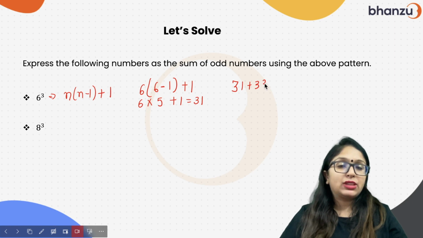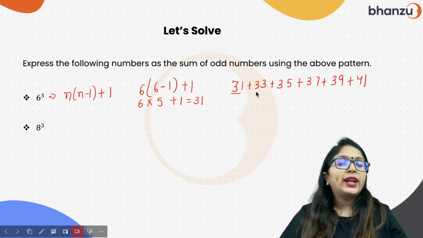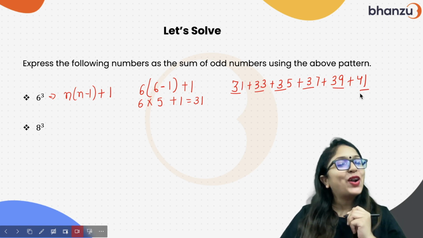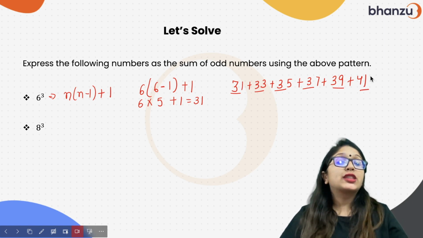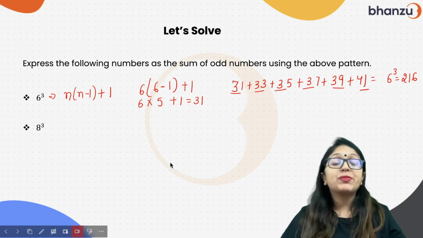31 plus 33 plus 35 plus 37 plus 39 plus 41. 1, 2, 3, 4, 5, 6. Here I have taken 6 odd numbers. Is that clear now? So this is going to give me the cube of 6, which is actually 216.